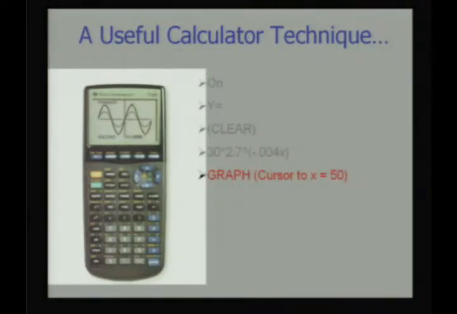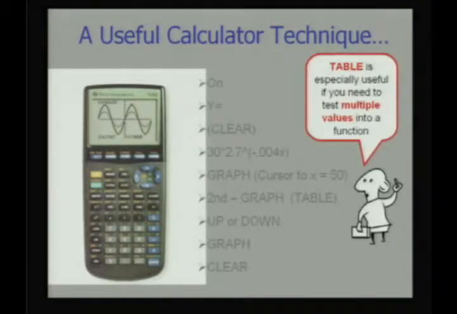Now you could graph it and cursor to a certain function, or you could go second graph and actually get a table of all the different numbers, and you can use your up and down to go amongst them, for any x value, not just 50. That's the idea. Then you can hit graph and clear to get yourself out if you wanted to see a picture of it. So whenever you have more than one value that you want to get of a function, use table, which you get by second graph.